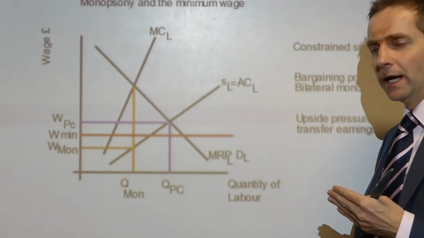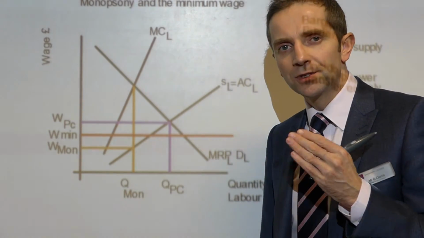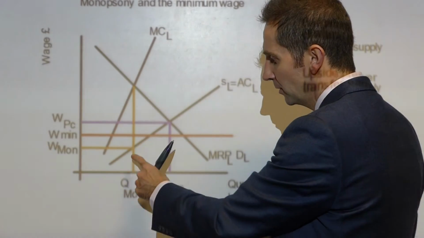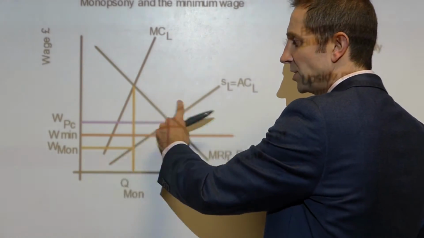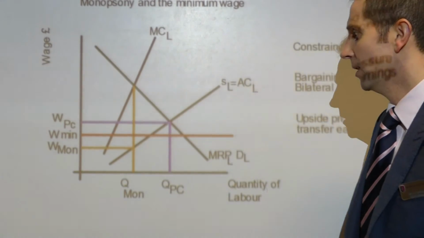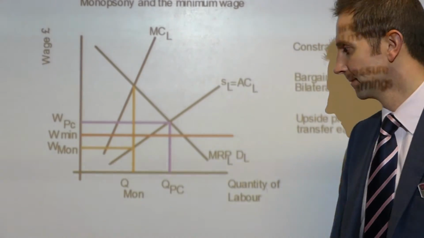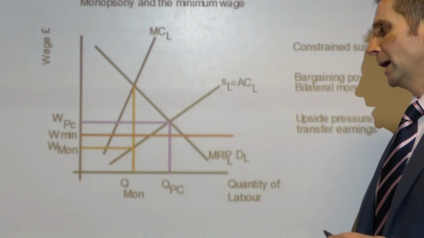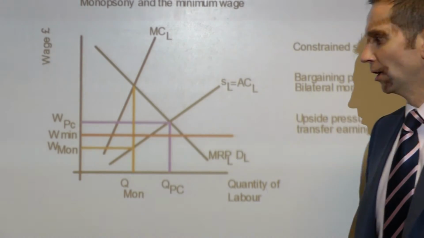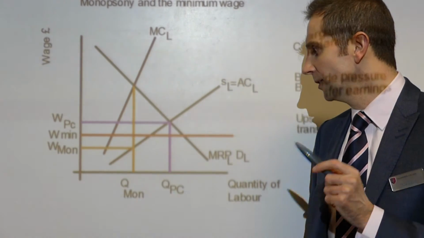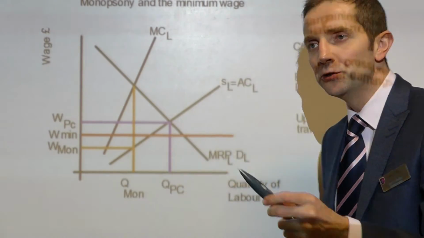With regard to the minimum wage, what would happen here? Well, we could impose a minimum wage anywhere really. We could impose it anywhere in between WMON and WPC, or even potentially above WPC. For the sake of this little demonstration, I've put it halfway between the two. And you can see that the minimum wage, again, would generate this thing called a constrained supply curve. Why is that? Well, the reason is, of course, because once more, nobody will work for less than WMIN.